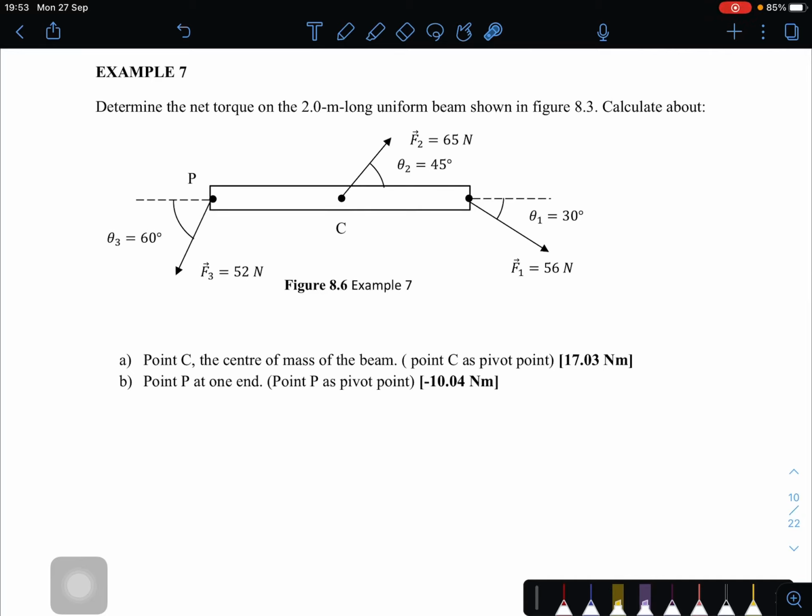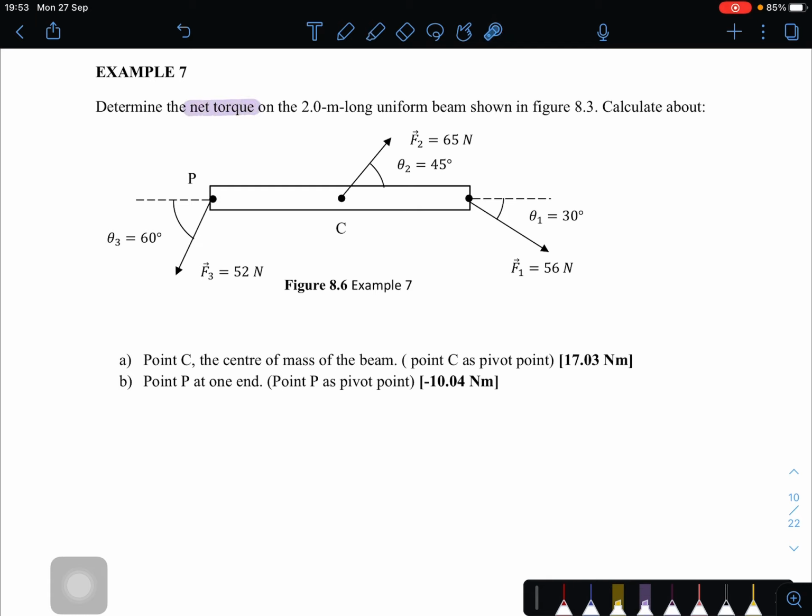Okay, now let's look at example 7. Determine the net torque on the 2 meter long uniform beam as shown in the figure at point 3. Calculate about point C, the center of mass of the beam, as the pivot point, and then point P at one end as the pivot point. Okay, so now we want to calculate the net torque.